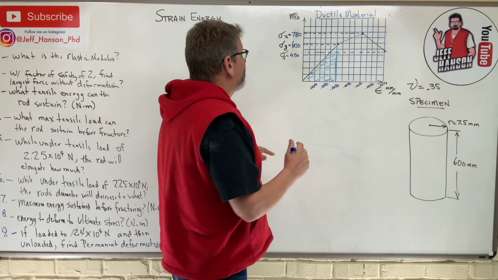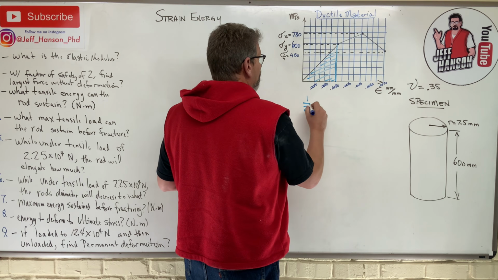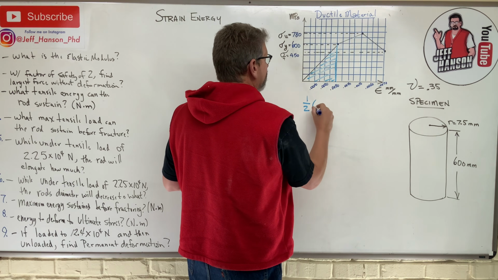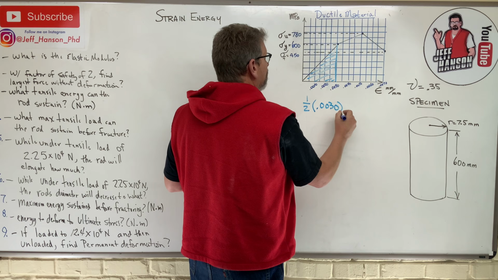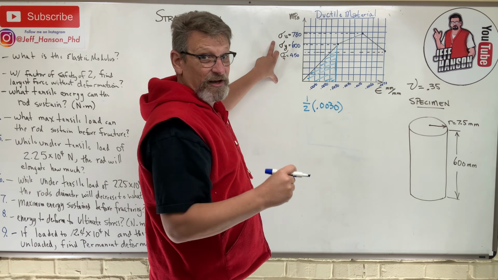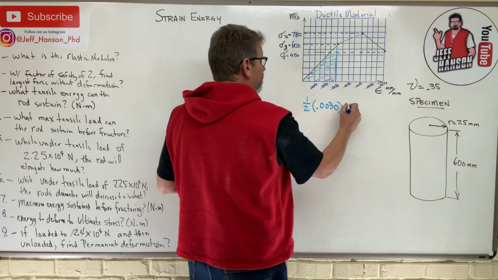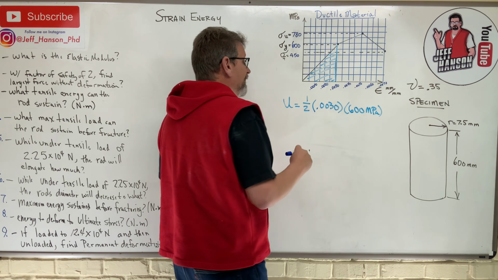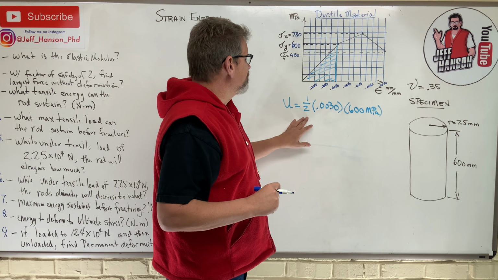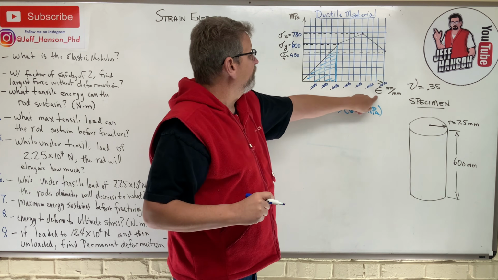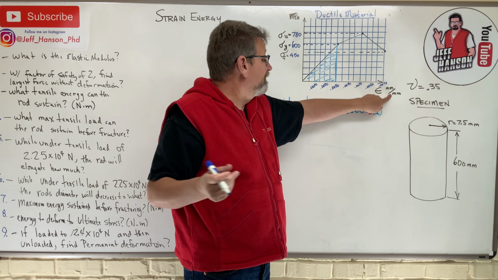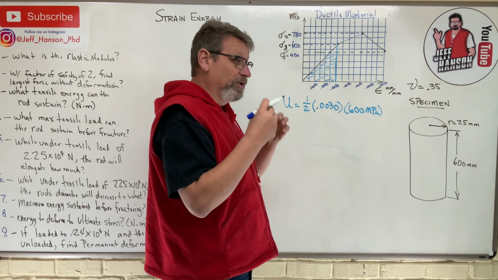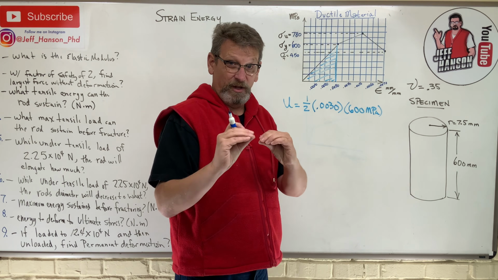So that area there is 1/2 the base, right? And the base is strain. So the base here is 0.0030 times the height, which is 600, and that's in megapascals, okay? Okay, we call that U, strain energy there. Now this is just strain energy. So the unit for strain is millimeters over millimeters, so it's basically unitless. So when I multiply unitless times megapascals, the energy is going to come out in megapascals, or force over area, newtons over millimeters squared, right?